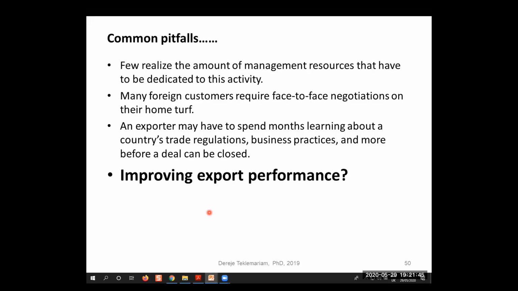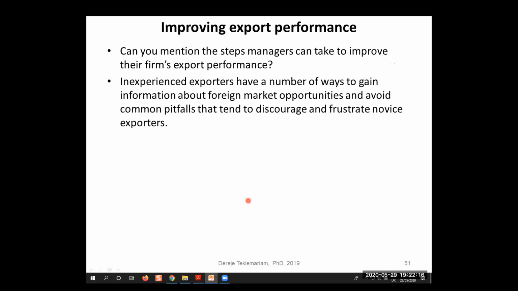Improving export performance is a key question. It's not only for Ethiopia, it is a global question. Please bear in mind that almost all countries are debating this and exerting their effort to the maximum possible stage on improving export performance. How can we improve export performance is a global question. Can you mention the steps managers can take to improve businesses' or companies' export performance?